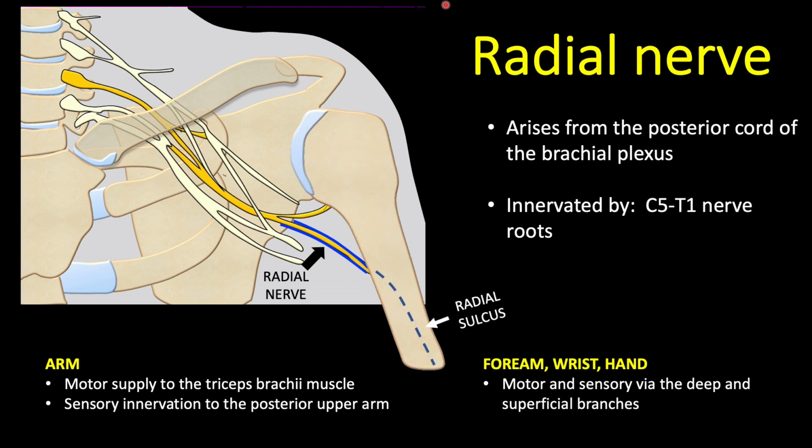An important anatomic landmark for the radial nerve at the level of the upper arm is the spiral groove, also known as radial sulcus, which is located at the posterior aspect of the humerus, and we will see it in a few moments.